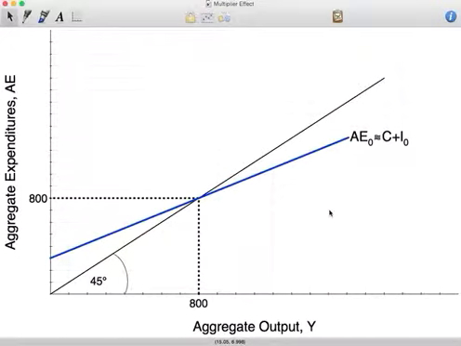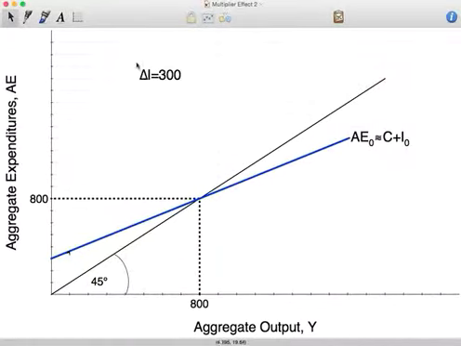So what we want to take a look at is what will occur to our equilibrium if we have a change. In particular, what happens if autonomous investment changes in our economy here. So let's look at the scenario where the change in autonomous investment is going to be equal to 300. What will occur?